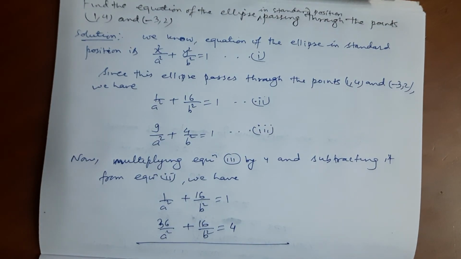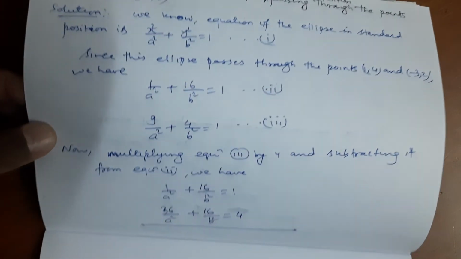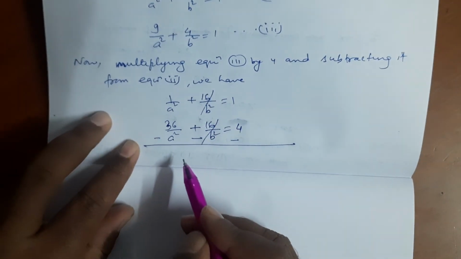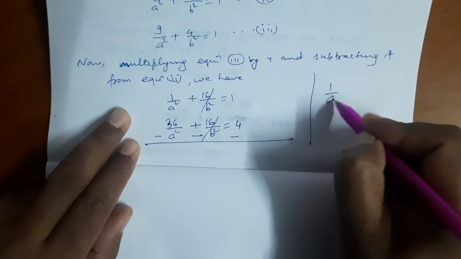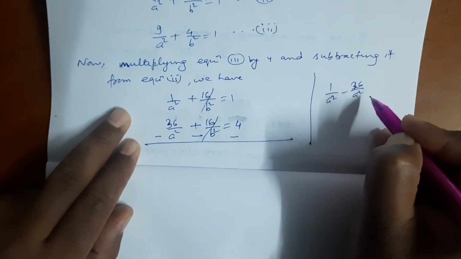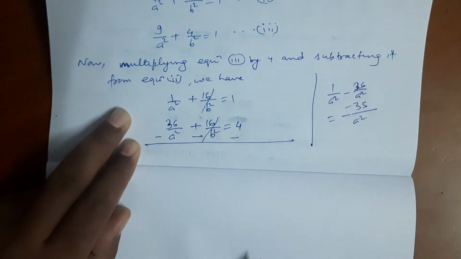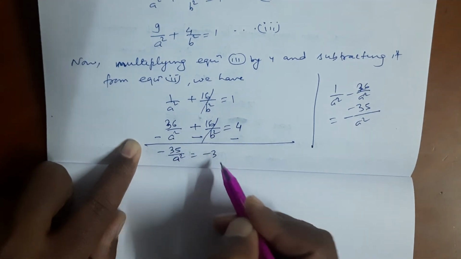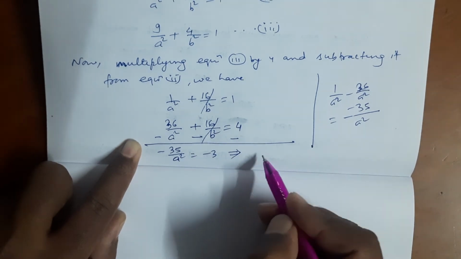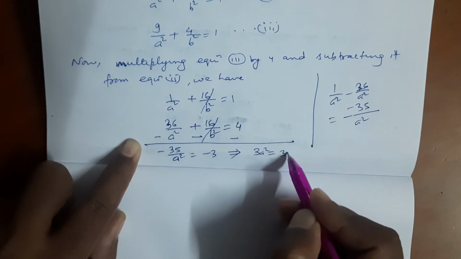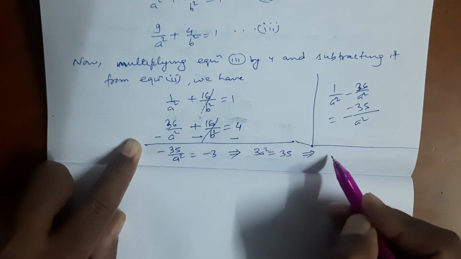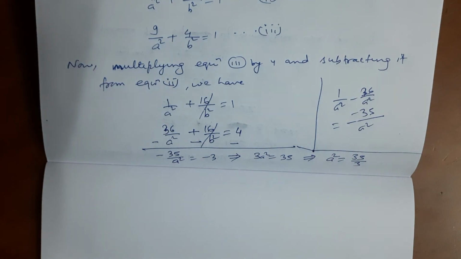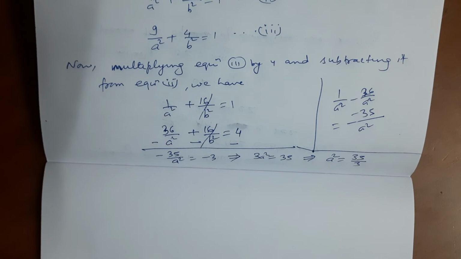Okay, and now while subtracting, sign changes here and this can be cancelled, and this 1 over a square minus 36 over a square will be, a square is LCM, so minus 35 over a square here. So this will be minus 35 over a square equals to minus 3. Minus minus can be cancelled on both sides, and 3a square will be equals to 35, and this implies a square equals to 35 over 3. Okay, a square value we have got here.